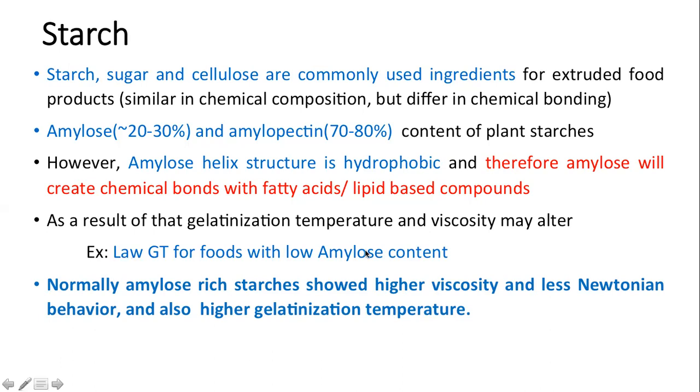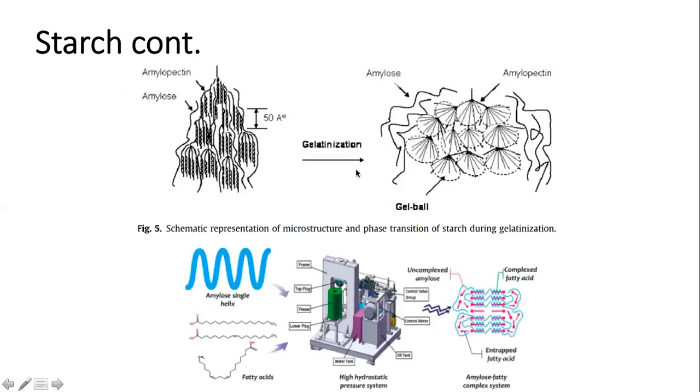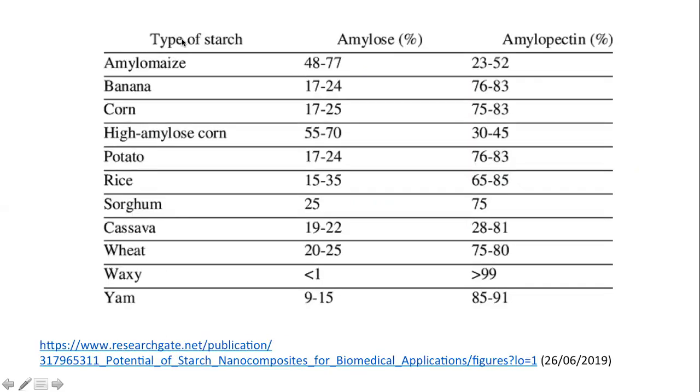Normally, amylose-rich starches showed higher viscous and less Newtonian behaviors, and also higher gelatinization temperature. We have discussed, right? And amylose and amylopectin percentages of some starches, you can see almost all the starches, amylose content is lower than amylopectin contents, right? Banana, you can see it's around 70 to 84 amylose.